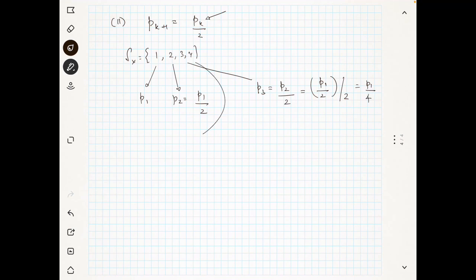Next is p4. p4 is equal to p3 by 2, and what is p3?